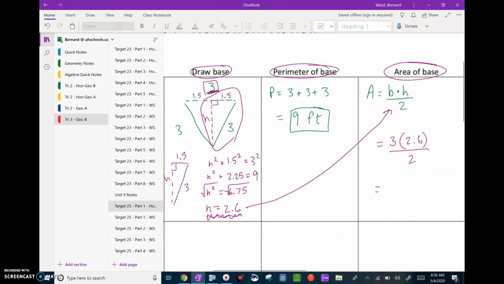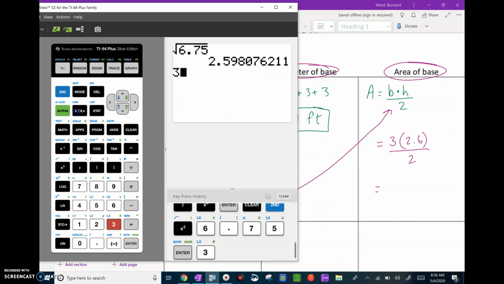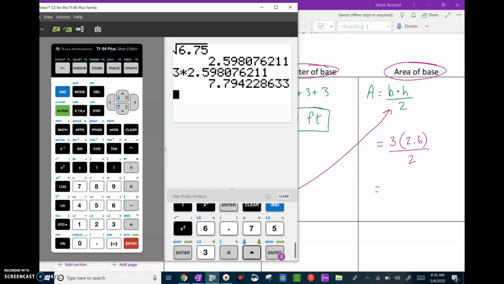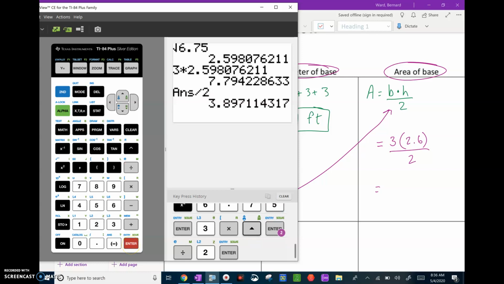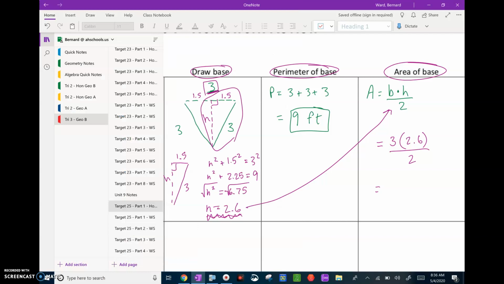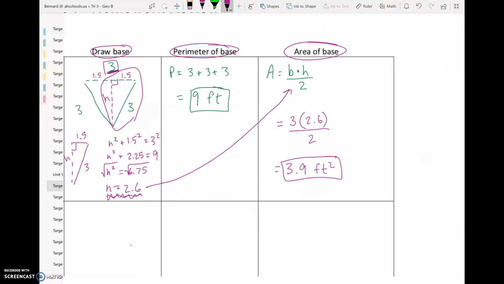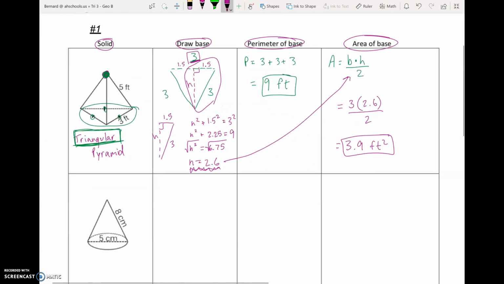We need 3 times our height divided by 2, so 3 times, and then instead of 2.6, I'm going to hit up and highlight that number, hit enter one more time. So there's our base times our height, and now we'll divide by 2. And this will be our full area, and it's looking like roughly 3.9. So 3.9, and then feet squared units, right, for area.